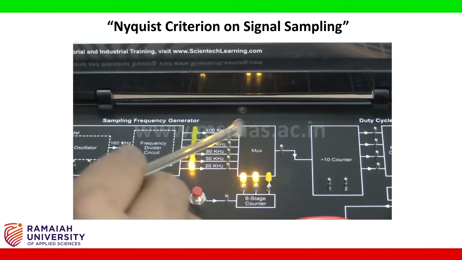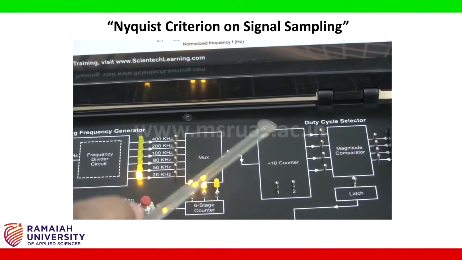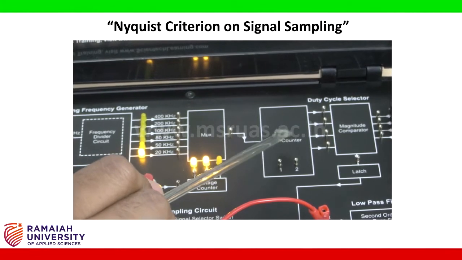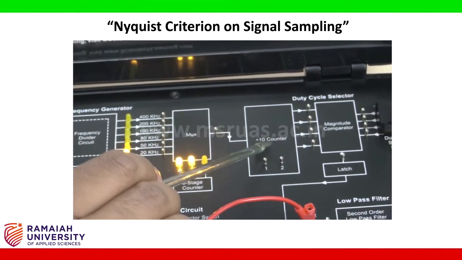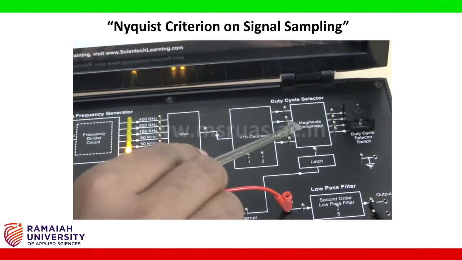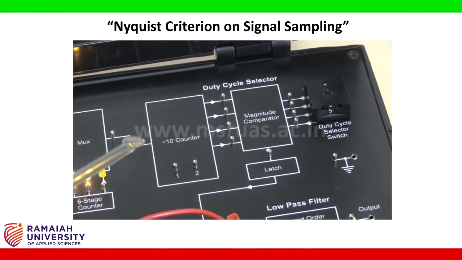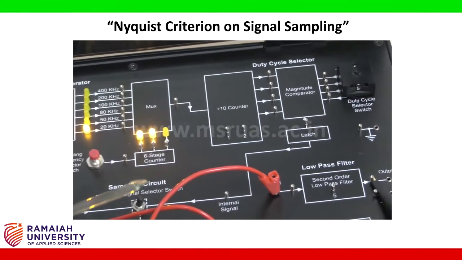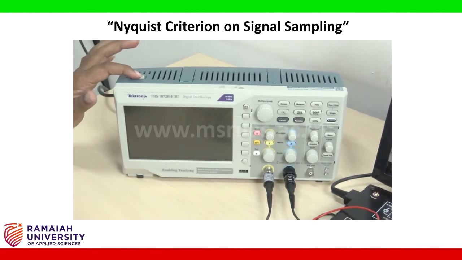The selected frequency will be passed through the analog mux and fed into the frequency divider. The frequency divider divides the frequency by 10. So if I select 20 kilohertz, it will be divided by 10, and its output will be 2 kilohertz. That 2 kilohertz sine wave will be fed into the magnitude comparator and the latch. That sine wave will be converted into pulses of 2 kilohertz, and that would be the sampling frequency for the current experiment. Let's switch on the power supply of the digital oscilloscope.